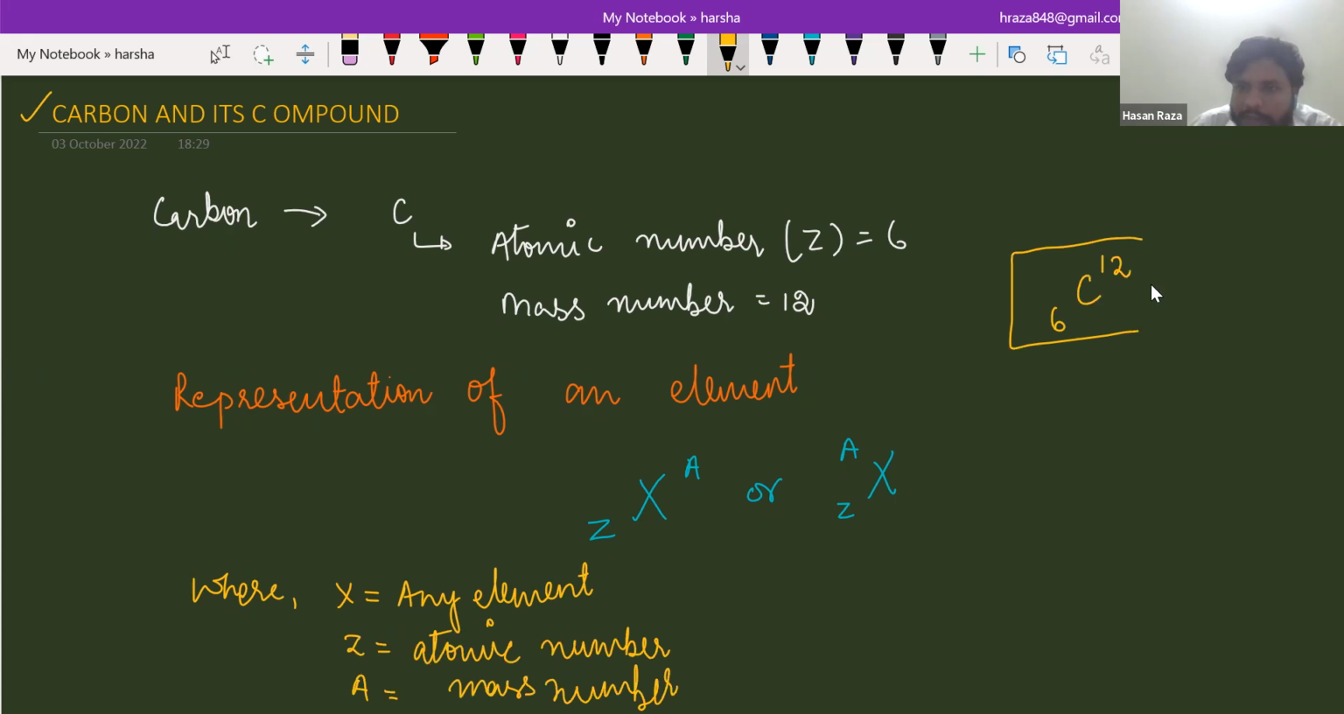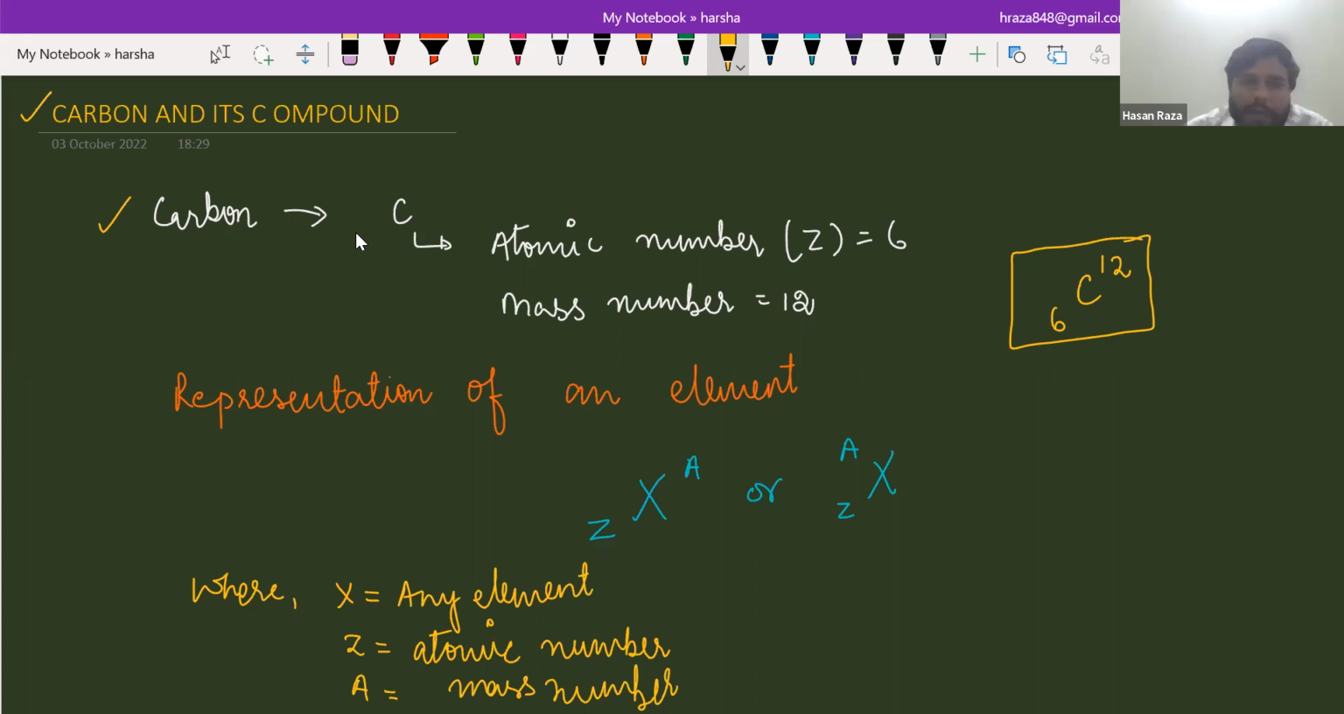We are talking about this carbon, and there are isotopes of carbon. Does anyone know what isotopes are? Manha, Abdullah, Martin. Can anyone tell me what isotopes are? I will discuss it. First, we are going to study carbon and its compounds.